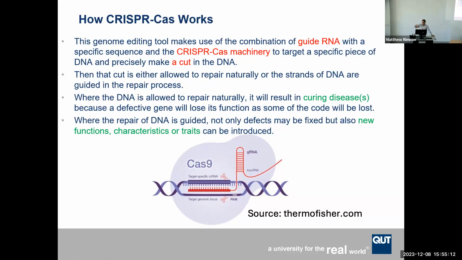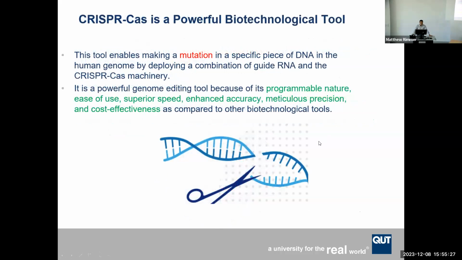And where the repair of DNA is guided, not only may defects be fixed, but also new functions, new traits can be introduced in the gene. This tool enables making a mutation in a specific piece of DNA in the human genome by deploying a combination of guide RNA and the CRISPR-Cas machinery.